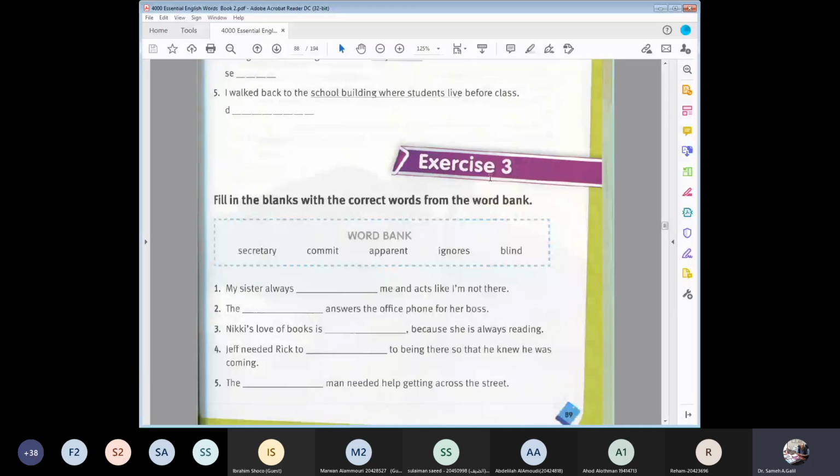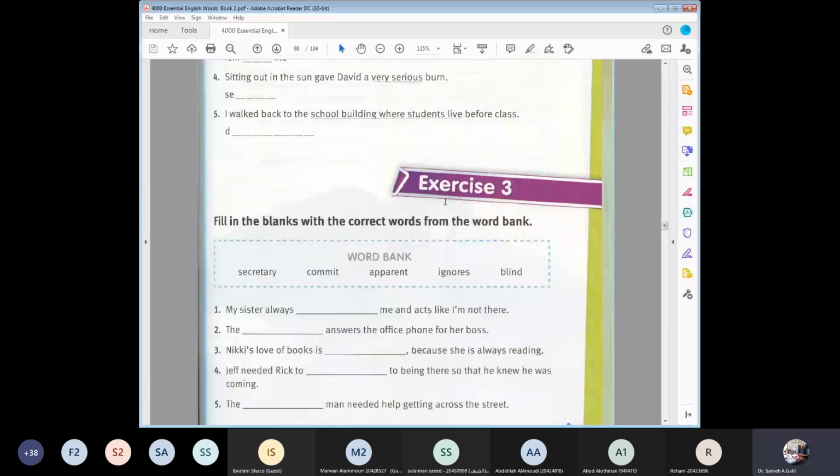5, everyone. Can we have somebody for 5, everyone? Yes, me. Dimitri. Okay. Can you say the whole sentence, please? I walked back to the school building where students lived before class. Okay. So this is the dormitory, right? Okay. Thank you.